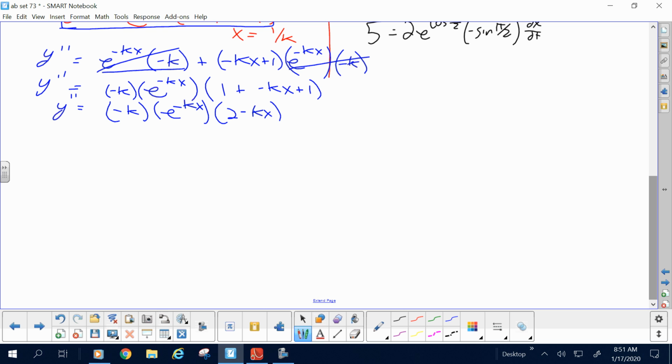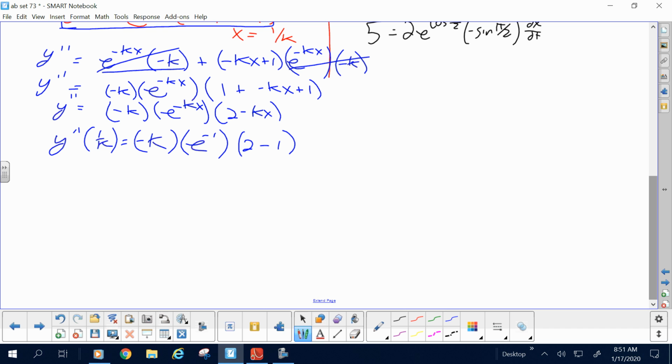Great. Now what do I do again? I kind of lost sight of my goal here now that I've done so much second derivative. What do I do? Set it equal to 0 or put in 1 over k? Put in 1 over k into the second derivative. I get negative k e to the, what is negative kx times 1 over k? Negative 1, 2 minus, what's kx times 1 over k? K, sorry, not kx, k times 1 over k.